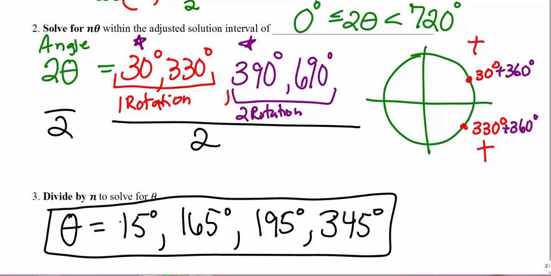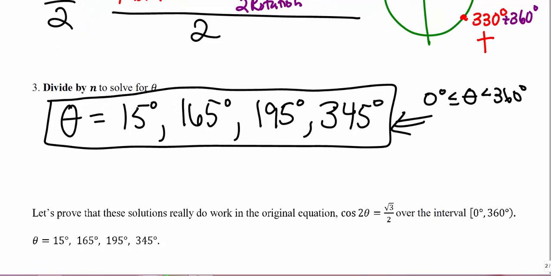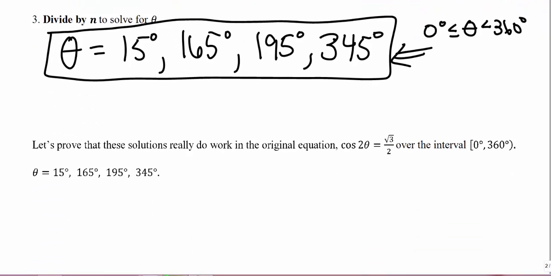Notice that the solutions that we have for theta are between 0 and 360 degrees. All 4 solutions are in the desired original interval for theta. I want to prove that these actually do work in the original equation so we can have a good picture and a good idea of what's really going on here.